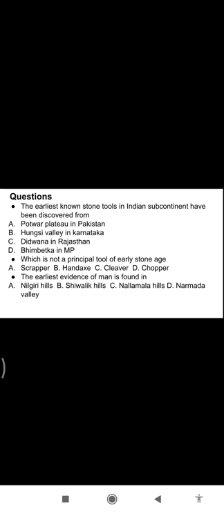Next question: which is not a principal tool of the early stone age? Options are scraper, hand axe, cleaver and chopper. The answer will be scraper, because scraper was not a tool. The earliest evidence of man was found in Nilgiri Hills, Shivalik Hills, Nallamala Hills, or Narmada Valley. This is of course Narmada Valley.